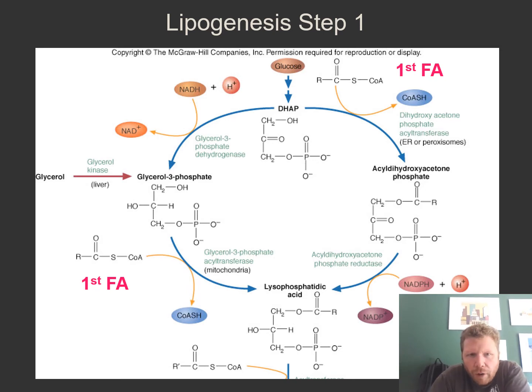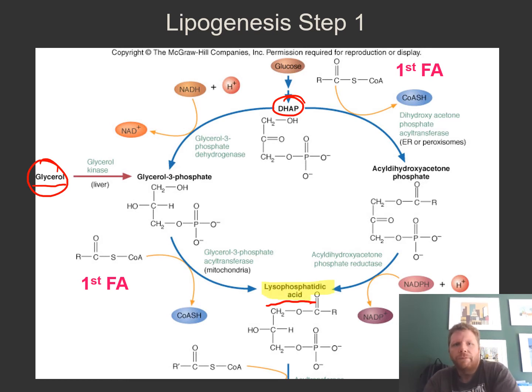Let's start out with two molecules. The first molecule is glycerol, and the next molecule is dihydroxyacetone phosphate, which was derived from glucose. The first one that we're going to tackle is glycerol. Glycerol undergoes some pretty quick processing to get to lysophosphatidic acid, which I'm going to highlight as our goal and our objective.